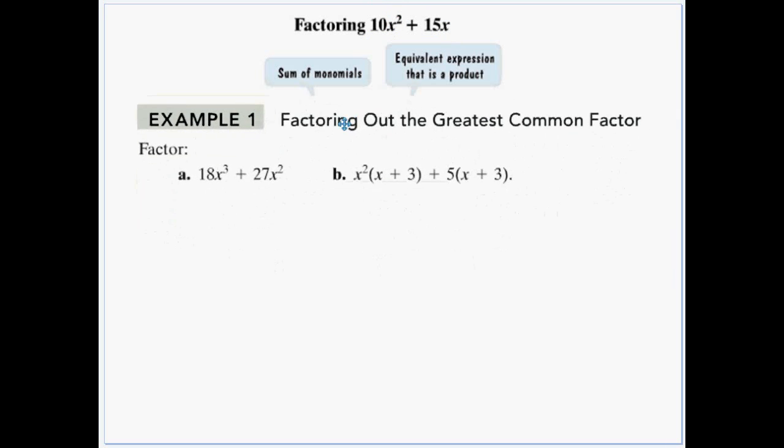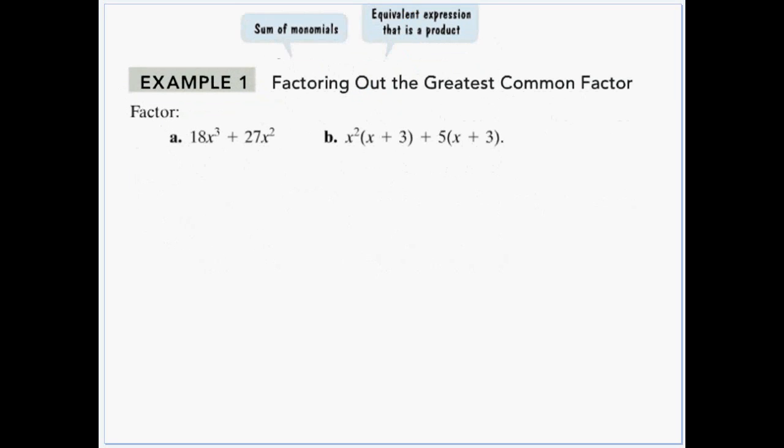And let's check example 1. They're going to follow this pattern here. So in letter A, I'm looking at the numbers. I see an 18 and a 27. 18 and 27 both have the common factor of 9. And then we got an x cubed and an x squared. We can factor out the least of those. That would be x squared. Now we want to figure out what's left here.